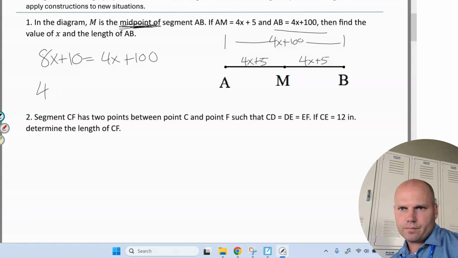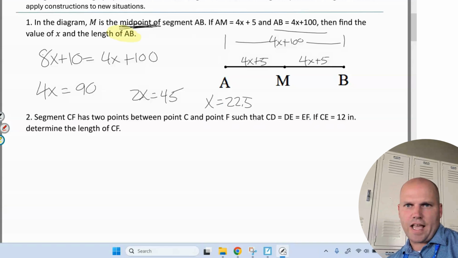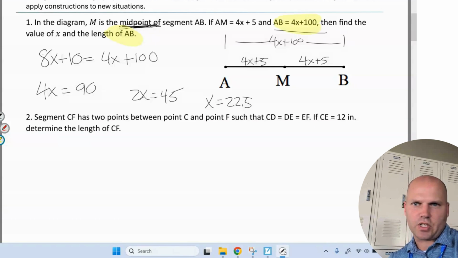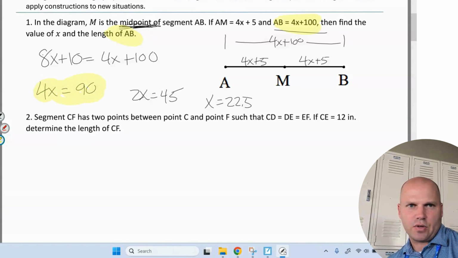Solve. I'm going to divide by 2. I'm going to divide by 2. What is AB? AB is 4x plus 100. Well, I know 4x is 90, so 90 plus 100 is 190.